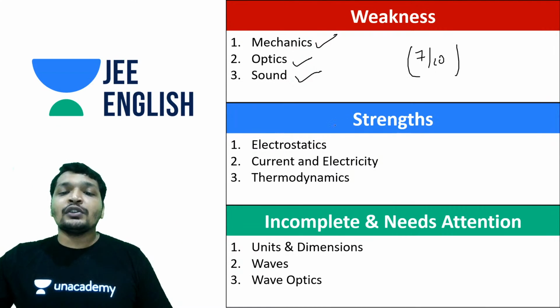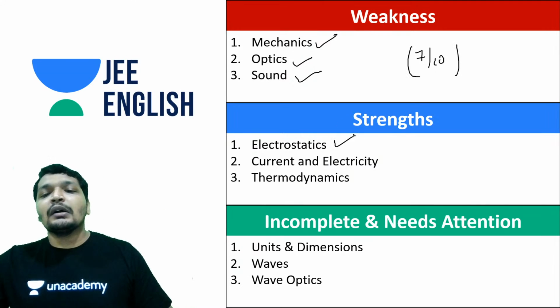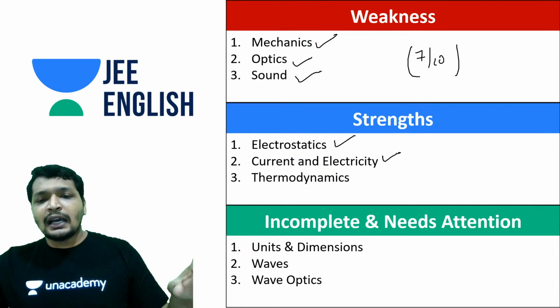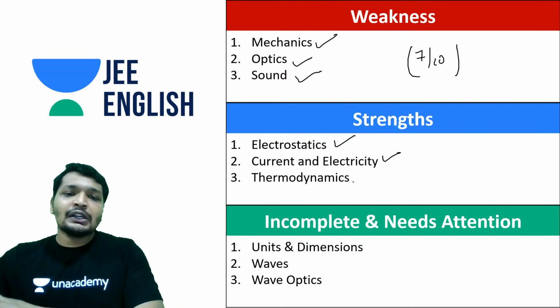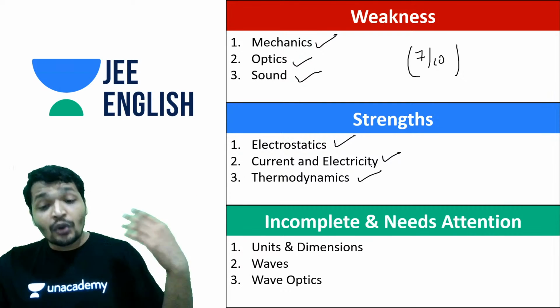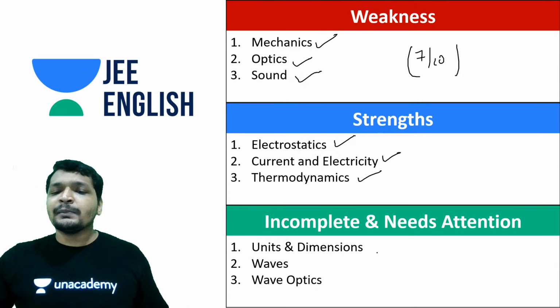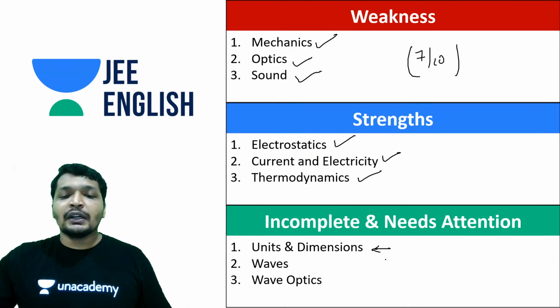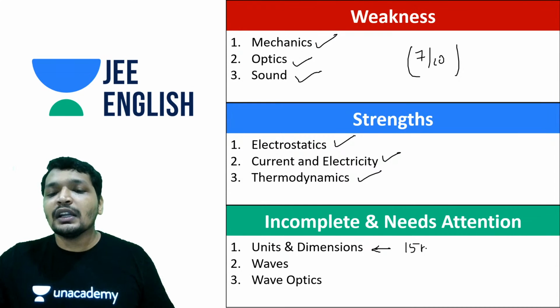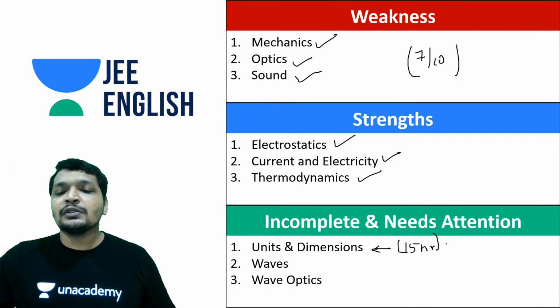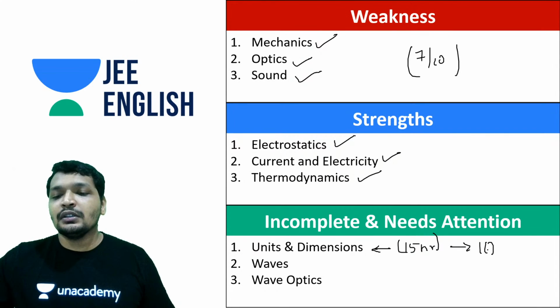Let's say you've done electrostatics and you feel it's a cakewalk, mark it under your strength. Current electricity, you know it really well, mark it under your strength. Thermodynamics, you know it really well, mark it under your strength. And some topics might be there, like units and dimensions, that you haven't covered. Maybe it only takes 10 to 15 hours to do this. 1 day is what you have to spend, and you will be able to crack 1 question.